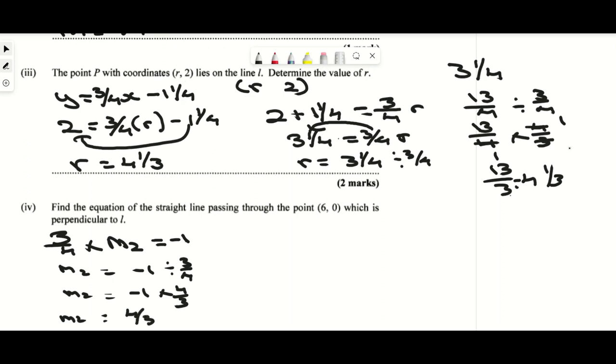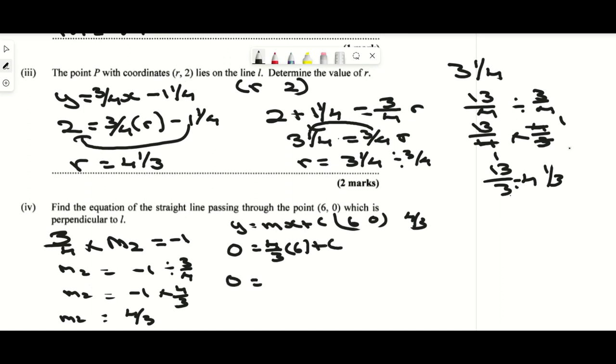So the gradient of that line is 4 over 3, and they're telling you the point, so you're going to use y is equals to mx plus c. We know the point is 6, 0, and your gradient is 4 over 3. So y is equals to 4 over 3 by x, which is 6, sorry, not y, y is 0. 0 is equals to 4 over 3 by 6 plus c. So 0 is equals to 3 could go into 6 2 times, so 4 2s are 8 plus c. You make c the subject, so you carry across plus 8. So we know c is equals to negative 8.